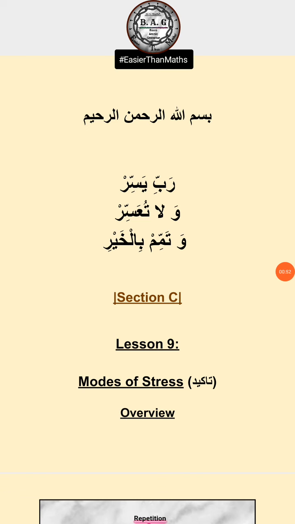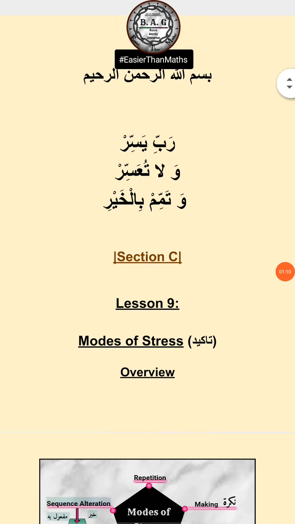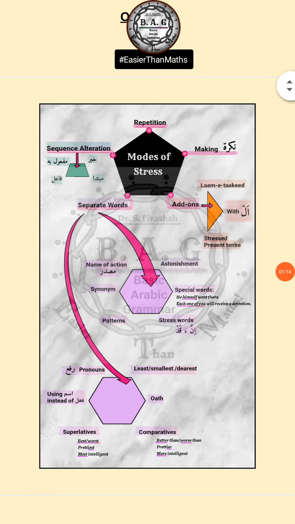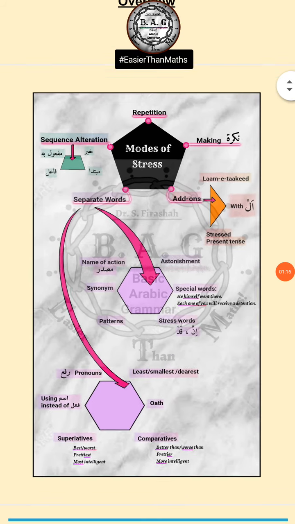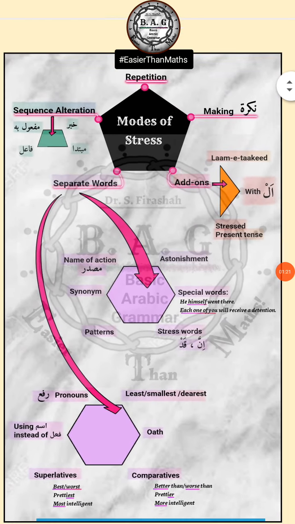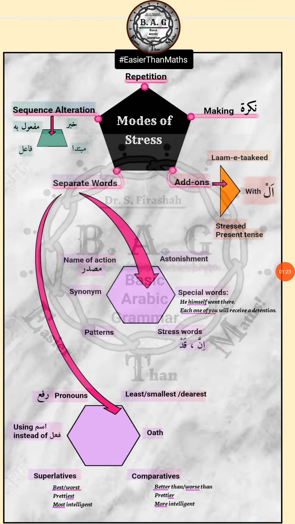All right, we have already covered the negative emphasis in lesson 8, and now in all the sub lessons of lesson 9 we are going to study various modes of stress in the non-negative or the regular sentences. Okay, so this first lesson is all about the overview, and this little picture here summarizes all the modes of stress that we are going to study over the next few lessons, inshallah.